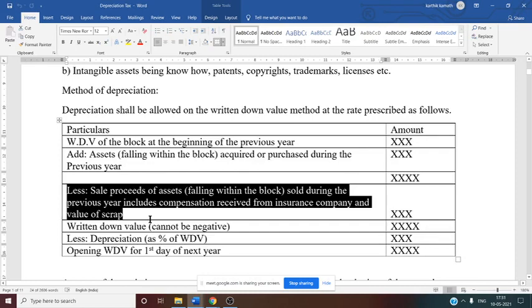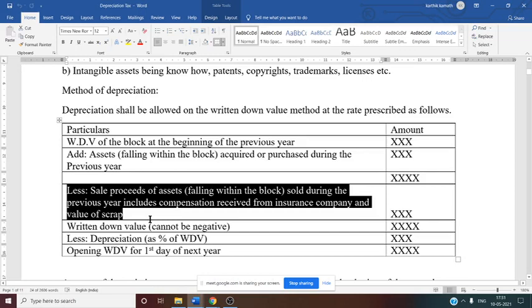Then you will get the written down value before depreciation. It cannot be negative; it has to be a positive answer. Then less, you have to deduct depreciation, as per the rate. That we have to discuss later. Finally, you will get the opening written down value for the first day of next year. So I hope now this is clear. The format is very simple: purchases, add; sale, minus. That's it. And you have to observe certain things.